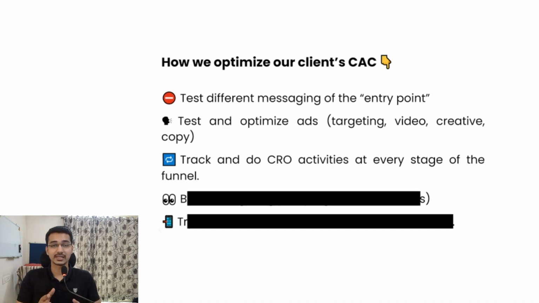Then we know what the weakest link of our funnel is, and we put all of our resources and focus to optimize that particular thing. Once we are done with that, we again track all the things, find the weakest link, and again do the CRO activities on it. So that's how it goes.